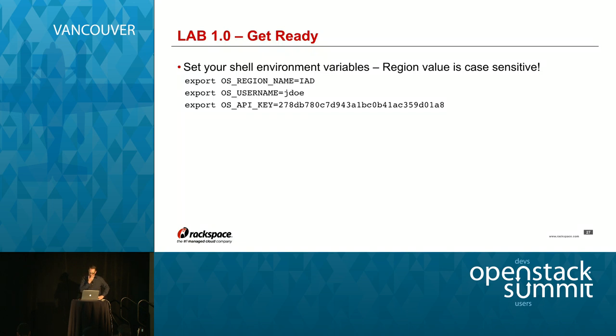All right, so in preparation for running these tools, you need to set some environment variables in your shell. The first thing you need is to specify what region your resources are going to be created in. What this value is depends on what your cloud has. If you're using the Rackspace Cloud, I recommend you use IAD. That's going to have the most available capacity for all of us. You need to specify your username and your API key. If you're using a Rackspace Cloud account and you don't know where to get your API key, raise your hand.